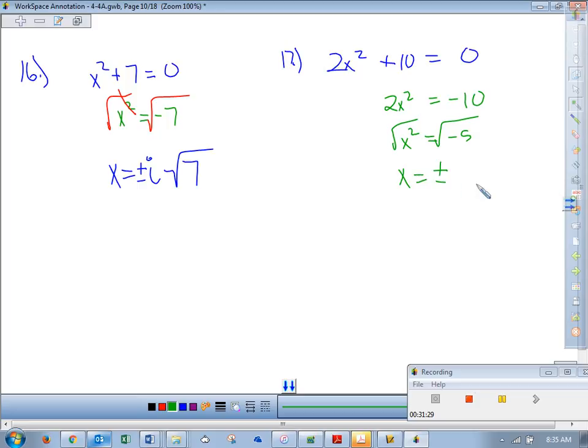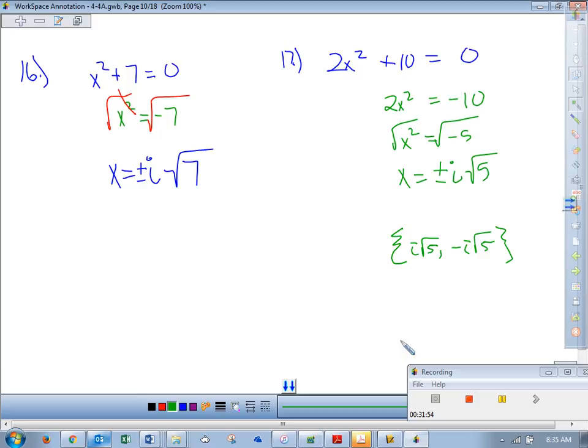Is 5 a perfect square? No. Can the square root of 5 simplify, though? No. But the thing that needs to pop out of here is the square root of negative 1, which is really i, and then the square root of 5 comes last. Cool? And sorry, we should have been putting these in solution sets. i square root of 5 and negative i square root of 5. And you do that with those other ones. When you're on your homework, you put them in solution sets.